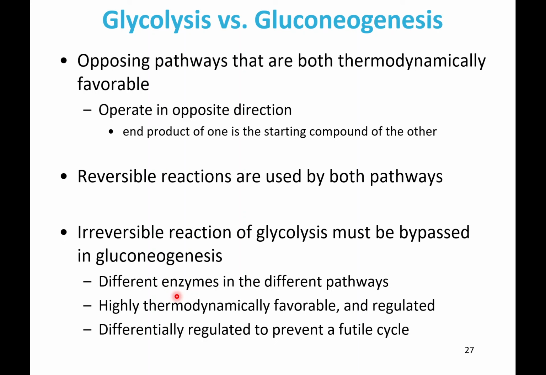Both are highly thermodynamically favorable, and they're also regulated. These specific steps, I should say, are differentially regulated, so that if one molecule shuts one of these pathways off, it's going to turn the other pathway on. That is done to prevent what's known as a futile cycle. If both of these pathways, glycolysis and gluconeogenesis, are going at the same time, you're just going to be sitting there wasting energy. The cell doesn't want to do that. It wants to be running one or the other.